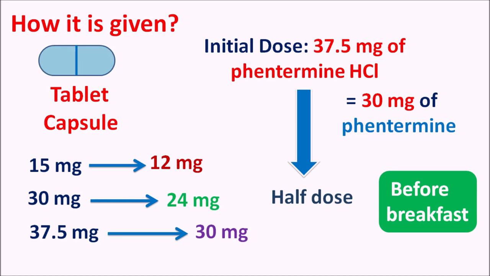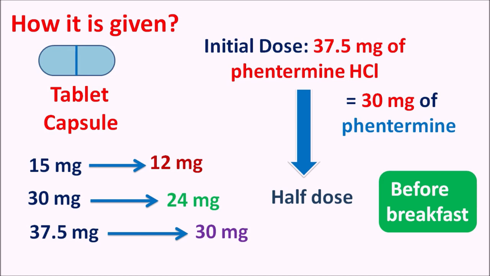Being a sympathomimetic, this drug can increase the blood pressure in the patients, and it can also produce some euphoria, insomnia. That's why this drug should not be given after the evening in order to reduce any insomnia in the patients. And this drug is available as a salt form, phentermine hydrochloride, in 3 strengths, 15 mg, 30 mg and 37.5 mg. The 37.5 mg is equal to 30 mg of plain phentermine.